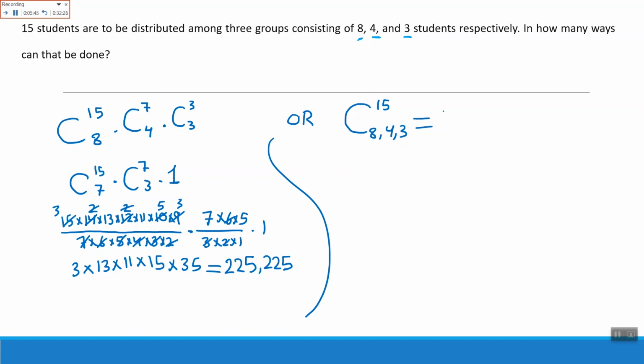Or we can do the other way, which is 15 factorial over 8 factorial times 4 factorial times 3 factorial. We should get the same answer, which is 225,225. And I encourage you to do this one. This is usually a lot faster than the first one. You can have this answer in the choices. They're both possible. Okay? But for such big numbers, it's not likely that you get this answer in the choices.